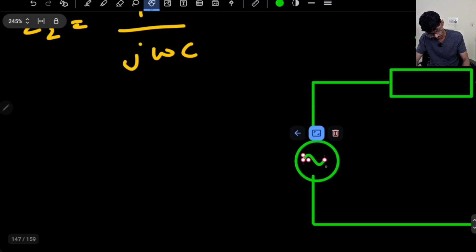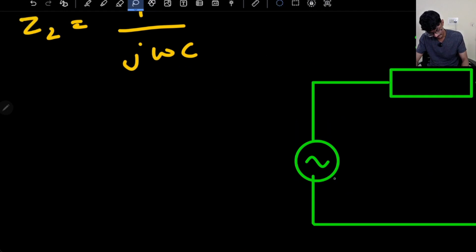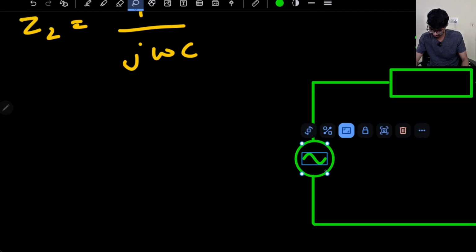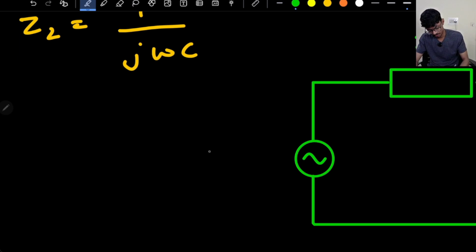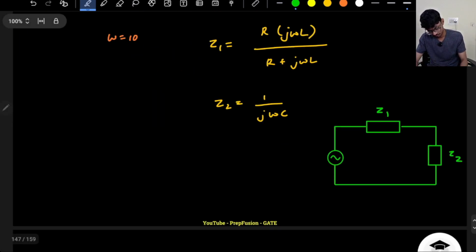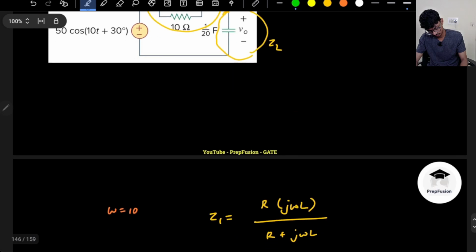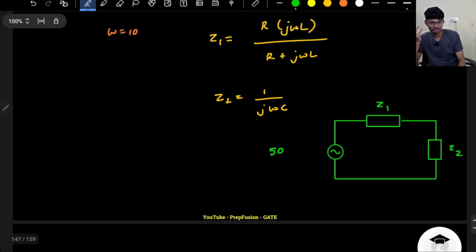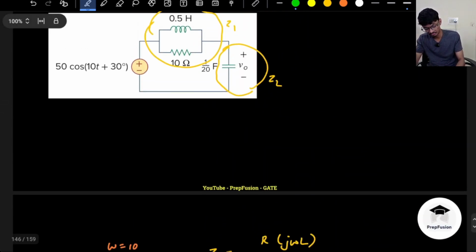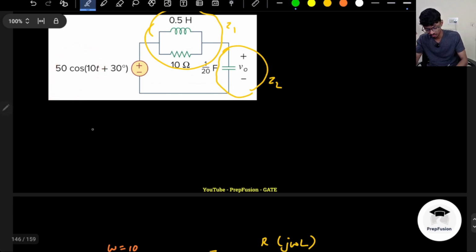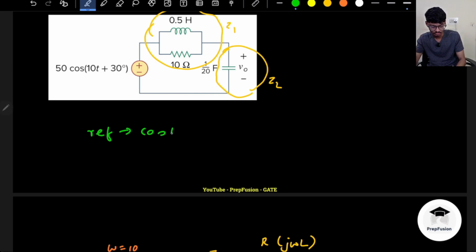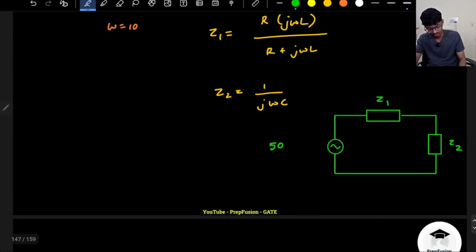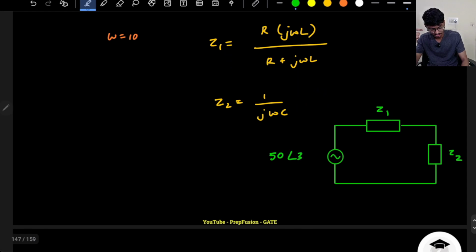Of course, which is sinusoidal. This is 50. Now I can assume a few things. Either you can assume cos omega t to be the reference, or you can assume sin omega t. But here, what is convenient for me is to assume cos omega t to be the reference, because the supply is cos omega t. So I will assume cos 10t to be the reference. So in phasor, it will be 50 angle plus 30.